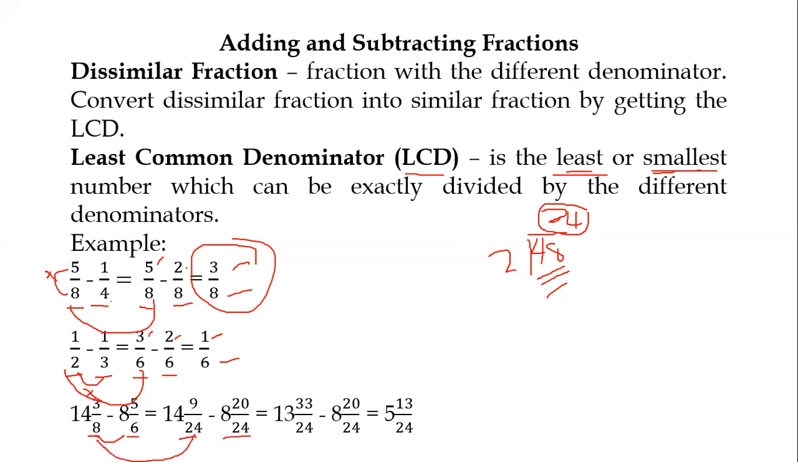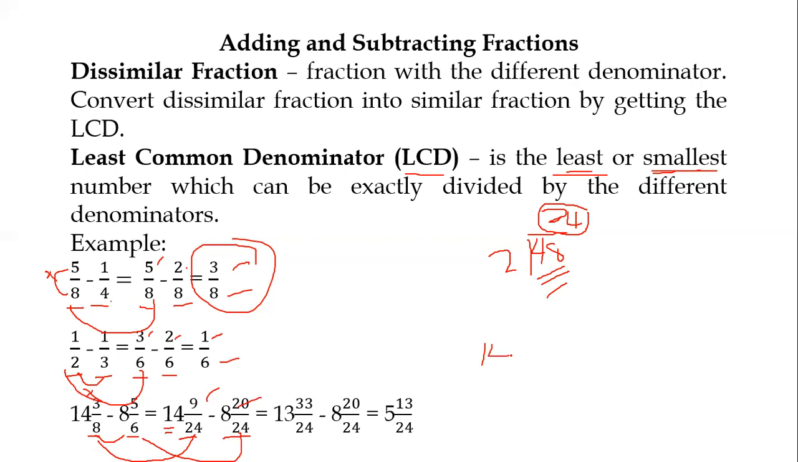Okay, 24 divide 8, that's 3 times 3, that's 9. 24 divide 6, that's 4 times 5, that's 20. Okay, medyo mayroon uling problem here, no? Kasi ang naging sagot natin ngayon ay 14 and 9 over 24, less 8 and 20 over 24. So the numerator 9, less 20, magiging negative ang sagot. So for this scenario, pwede tayong humiram sa whole number na ito. So, paano humiram? Ang gagamitin na nating number, of course, ay ipaparehas na natin sa denominator.